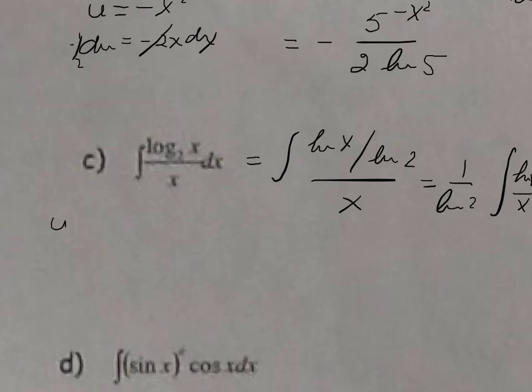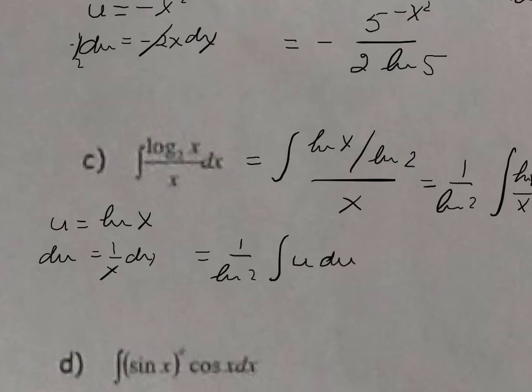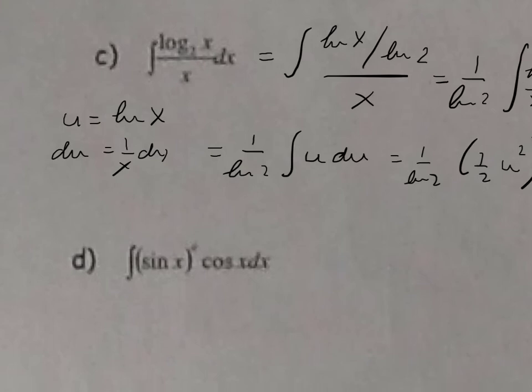Again, u substitution, you know that ln x must be u. The derivative du is 1 over x dx, perfect match. So we're looking at 1 over ln of 2 integral of u du, which is 1 over ln of 2 times 1/2 u squared, and then we need to plug ln x for u. And let's look at the next example.